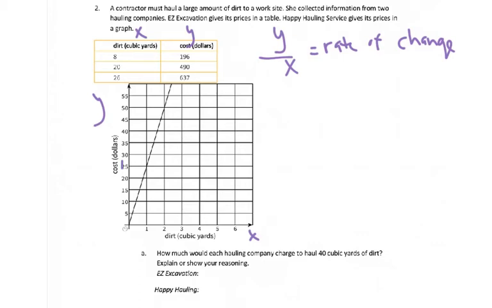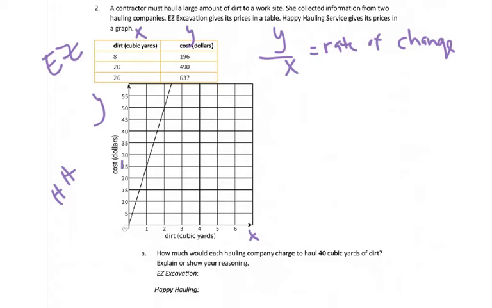So a contractor must haul a large amount of dirt to a work site. She collected information from 2 hauling companies. Easy Evacuation gives its price in the table, and Happy Hauling gives its price in the graph. All right. How much would each hauling company charge to haul 40 cubic yards of dirt? Explain or show your reasoning.